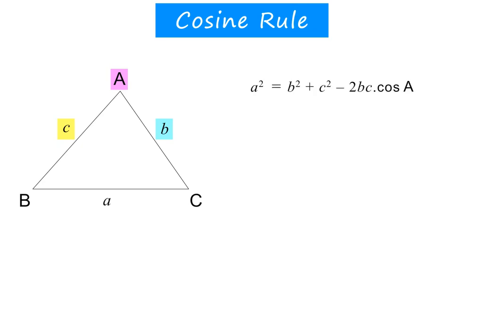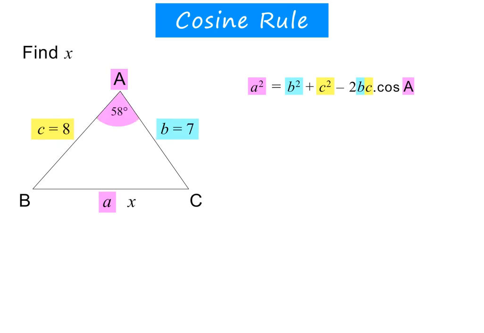This is what the rule normally looks like. The cosine rule tells us that the square of the side opposite the included angle is equal to the sum of the squares of the sides which include the angle, minus 2 times these two sides multiplied by cos of the included angle.